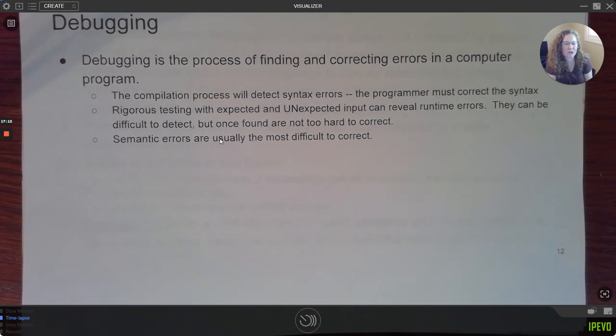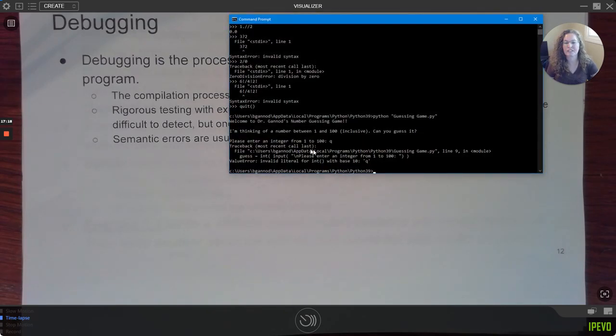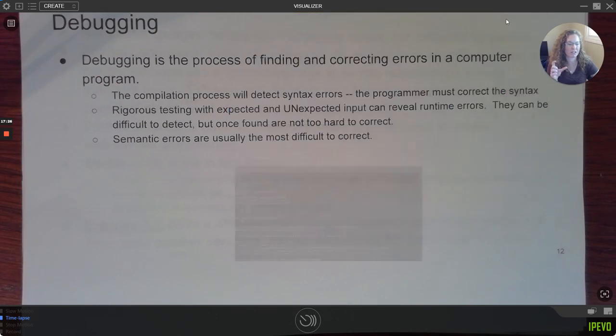And so you don't really know what line it happened on. Notice with the runtime error here, it told me that it happened on line 9. So I know that it crashed when it got to line 9, and I can go look at line 9 and figure out what happened. But with a semantic error, where your program doesn't crash, but you just get these bad results, you have no idea what line to go to or where to look for it. So that's why it tends to be the most difficult to correct.